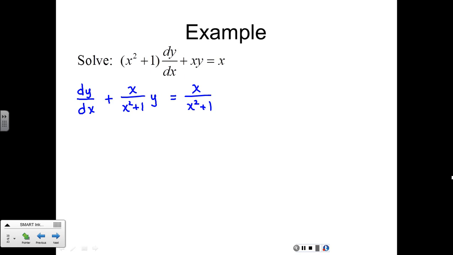Okay? So my integrating factor is equal to e to the integral of x over x squared plus 1. We may need to go over to the scratch paper here to get that all worked out. The integral of x over x squared plus 1.